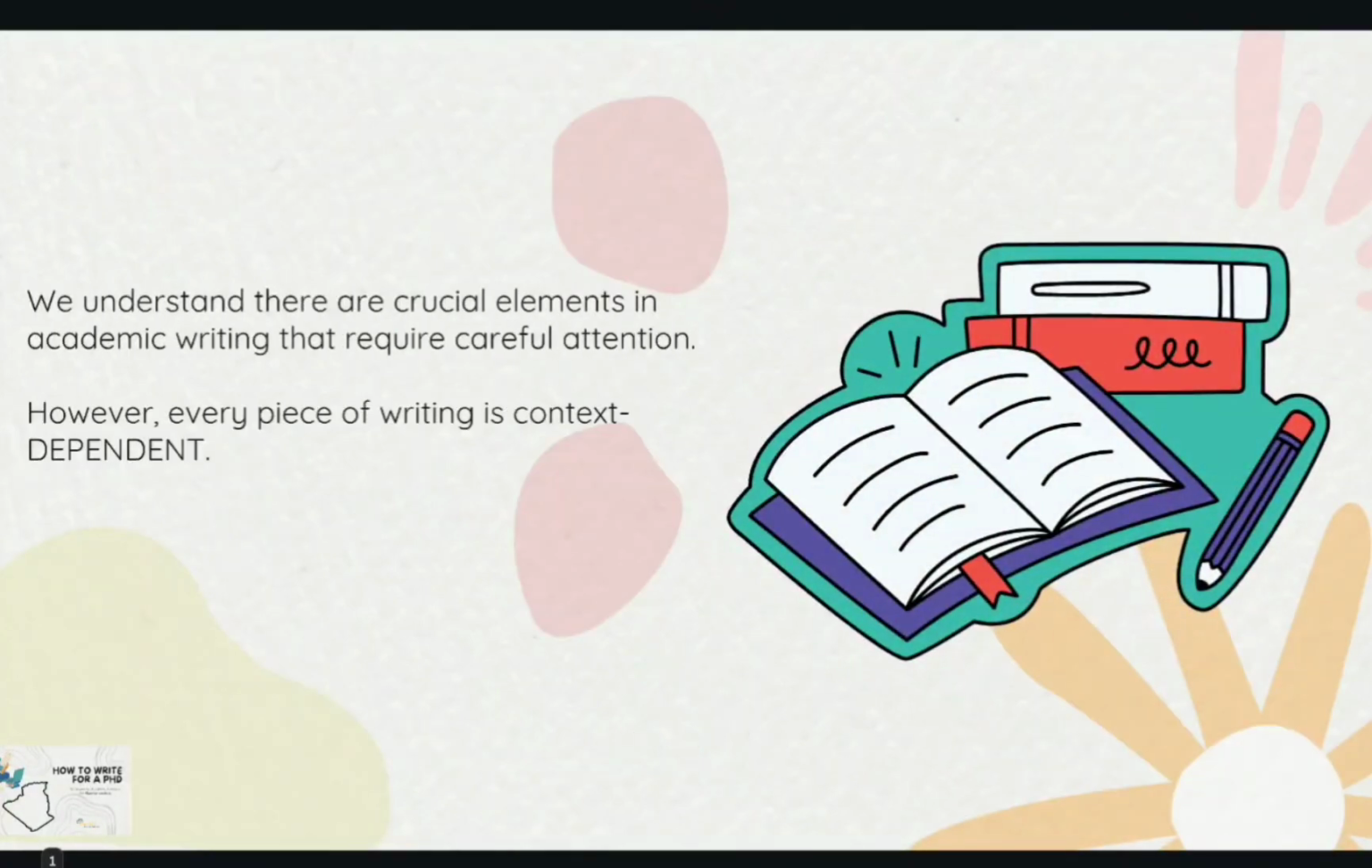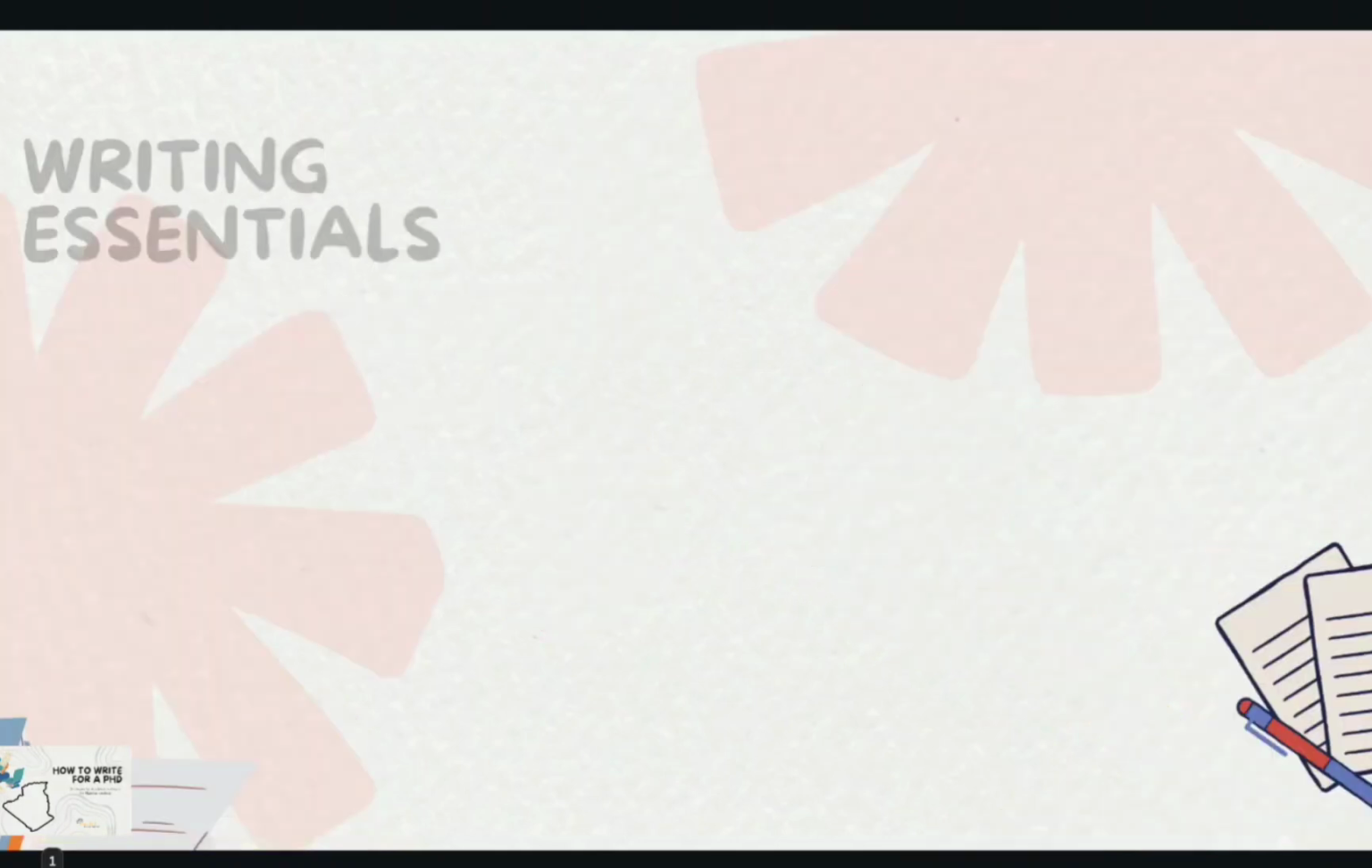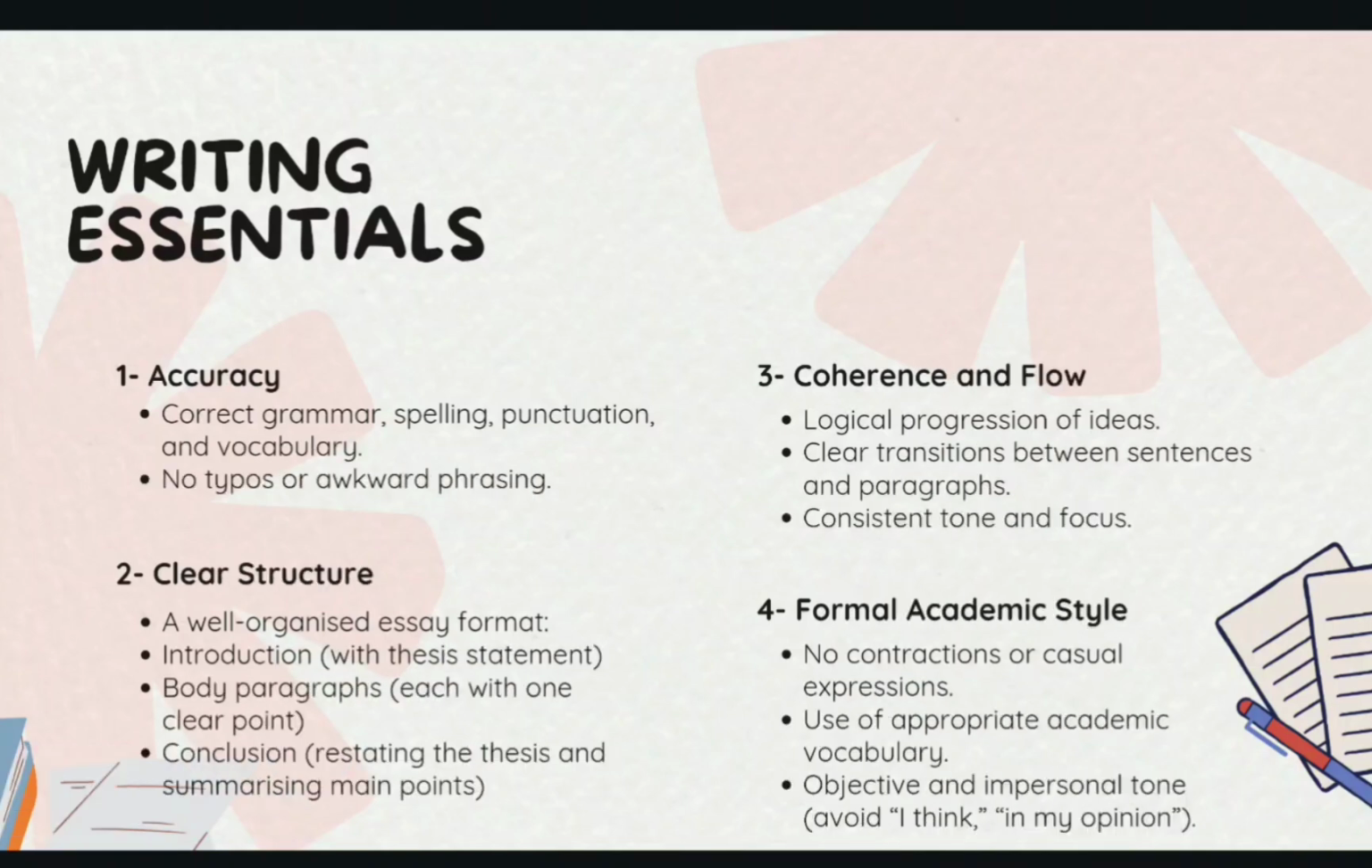First of all, there are some crucial elements in academic writing that require careful attention. So there are certain things that we usually always need to have in a piece of academic writing. However, every piece of writing is context dependent, so you always have to think about your reader, okay, your examiner in the case of a PhD contest. So these are some writing essentials that are usually mandatory in any academic writing.